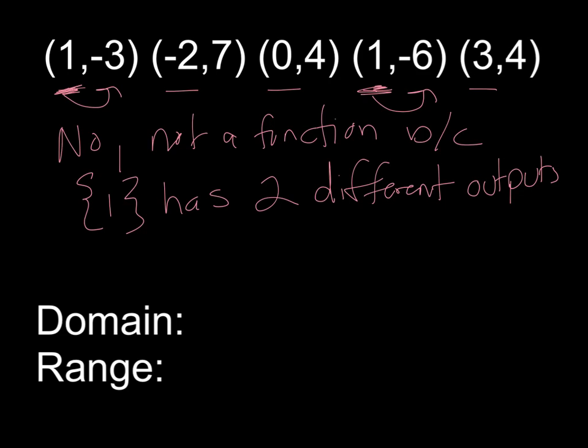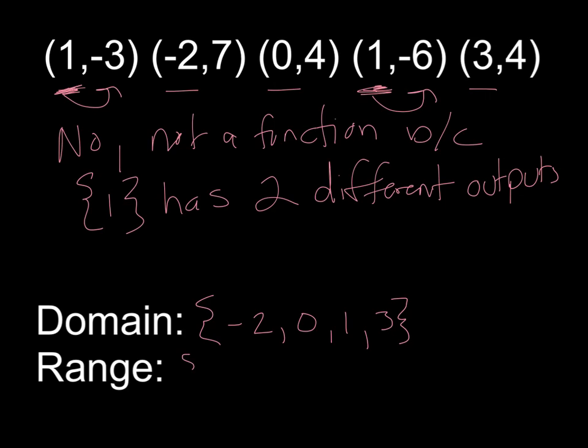Okay, even though it's not a function, we can still give the domain and range of this relation. So for the domain, we are simply listing the x values, the inputs. I'm going to put them in order from least to greatest. So that's -2, 0, 1. I don't need to write 1 twice, even though it appears twice. It's still just one value, and then 3.